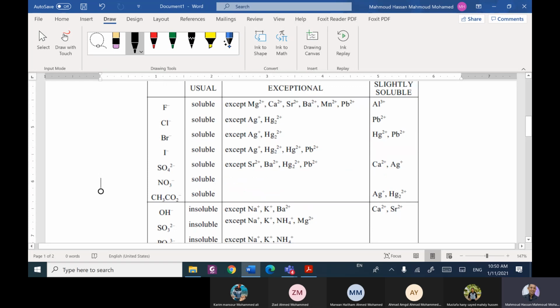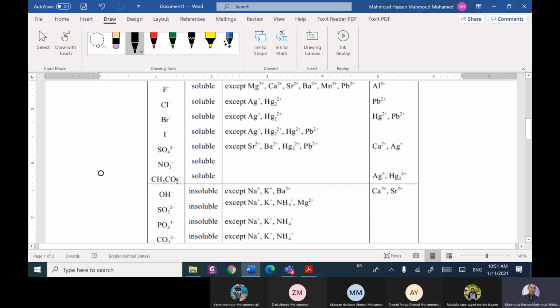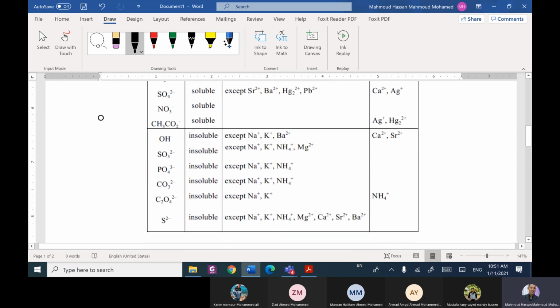Another time, we'll find all the nitrate salts are soluble in the water. Acetate salts are soluble in the water. For the radicals, all the hydroxide salts are insoluble in the water except sodium, potassium, and barium, and some are slightly soluble in the water, like calcium and strontium hydroxide. It's very important to determine the solubility of the salts.